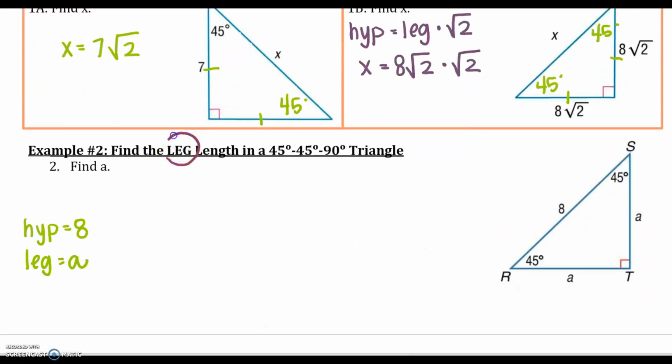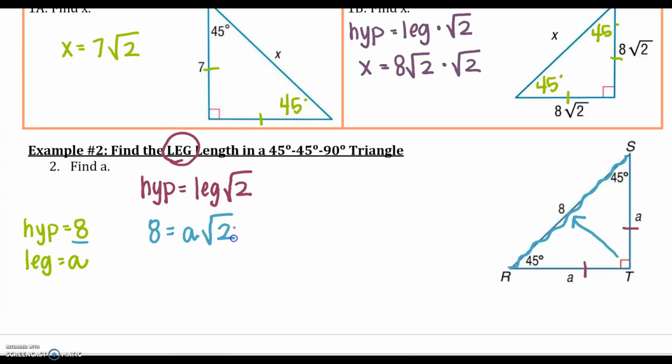Now we are trying to find the leg of our 45, 45, 90. The other ones we were trying to find our hypotenuse. All right, so 45, 45, 90 tells me that my legs are congruent. So I'm going to continue with my hypotenuse equals my leg times the square root of 2. I know my hypotenuse is 8. Again, it's across from that right angle. So that's my hypotenuse. My leg is A. So I'm just going to fill in the blank and then we can go from there. So my hypotenuse is 8 equals my leg times the square root of 2.